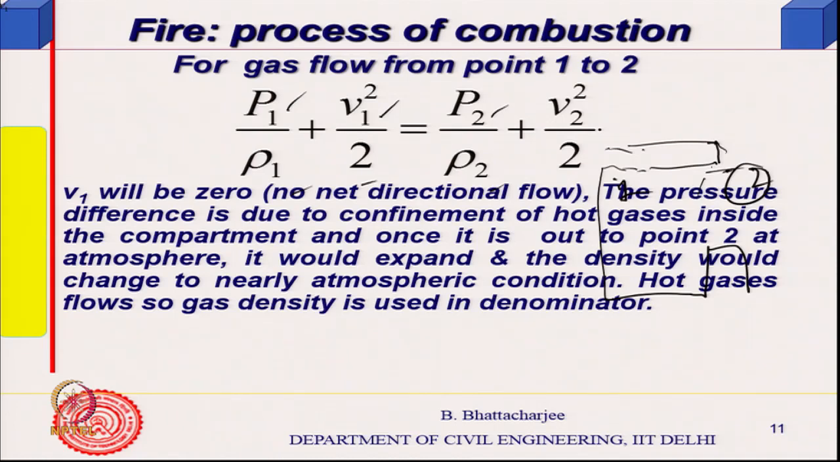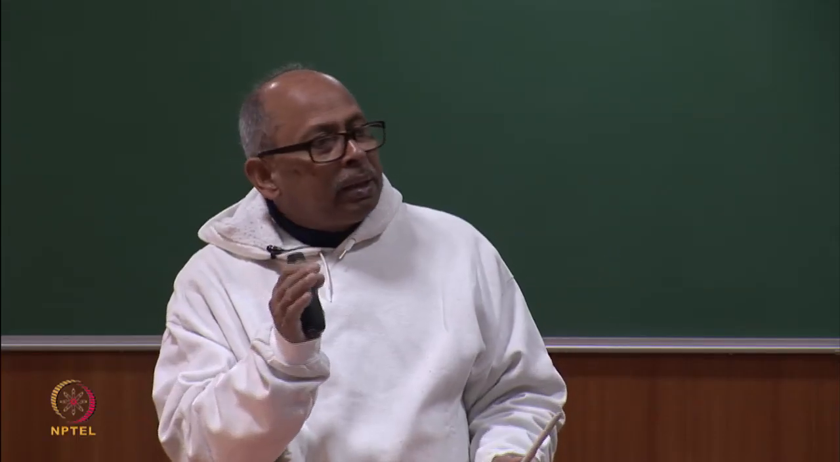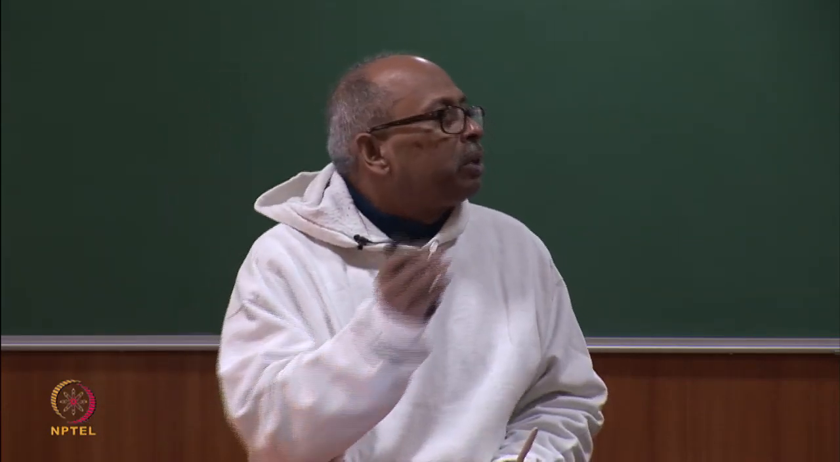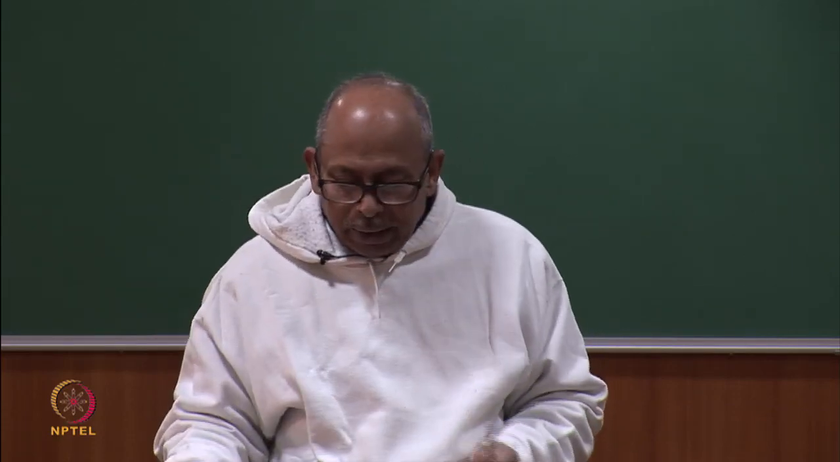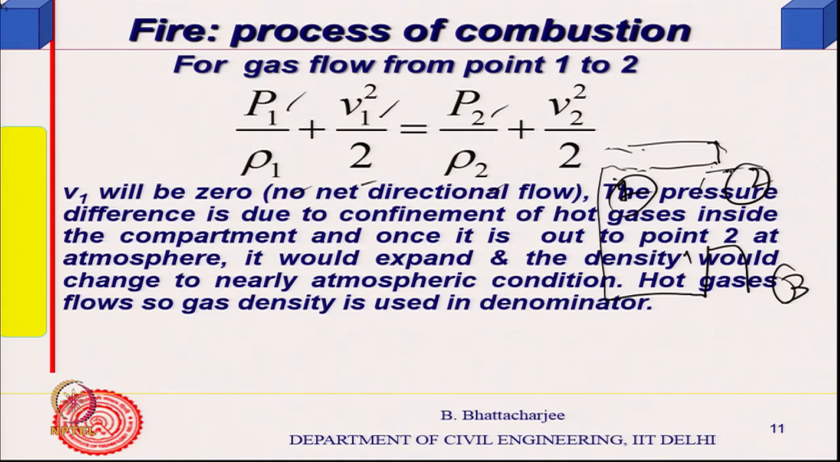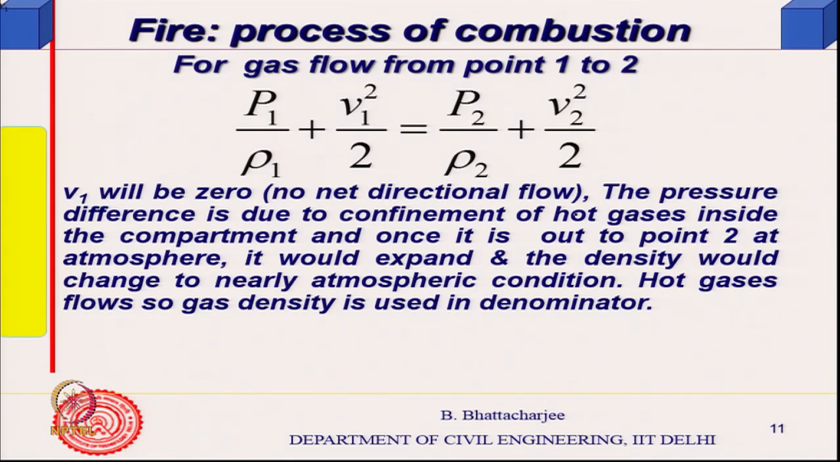So, V1 will be 0. Why will V1 be 0? Because it is bulk inside the room; actual velocity is only close to the window. One can assume V1 is equal to 0, because it is bulk in the room from where it is coming. So, I am comparing inside the room, if you recollect, it was in this corner. Similarly, 3 is here, 4 is just inside the room. 2 is just outside the window, and that is the velocity I am interested in. So, V1 can be assumed to be 0, no net directional flow.